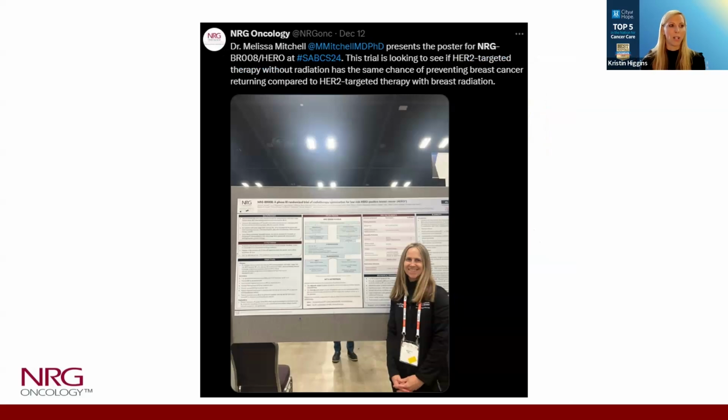This is a trial in progress poster for BR008. So we're really trying to get all of our investigators to put these abstracts together and present them at disease-specific meetings or ASTRO and ASCO. And that's been a great help.